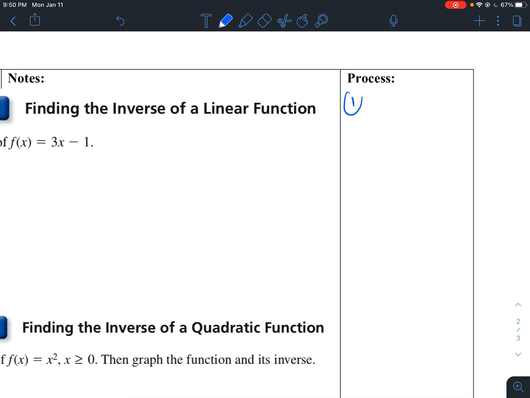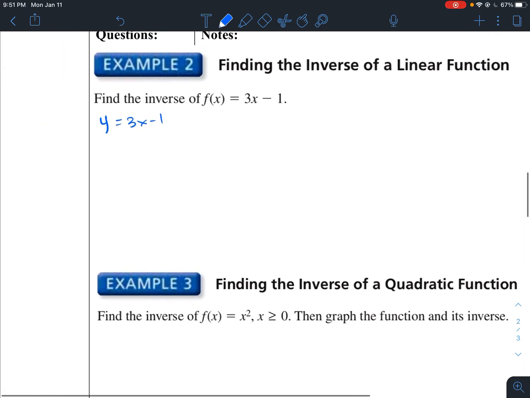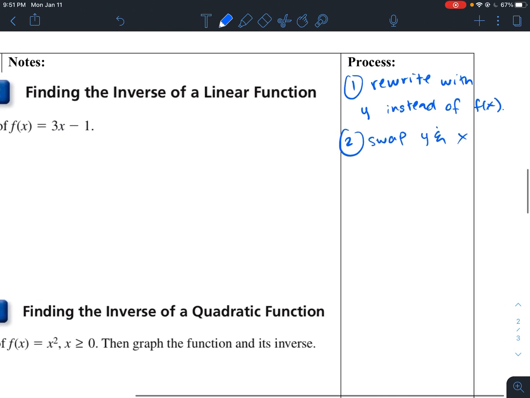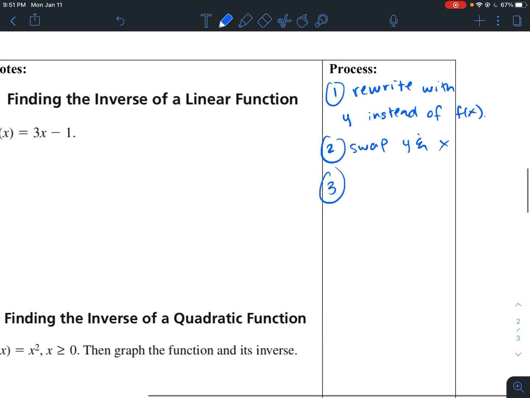Okay, so again, rewrite with y instead of f of x. Okay, second is we're going to swap y and x. We're going to swap y and x. Okay, so here I'm going to rewrite this as x is equal to 3y minus 1. And then we are going to solve for y.